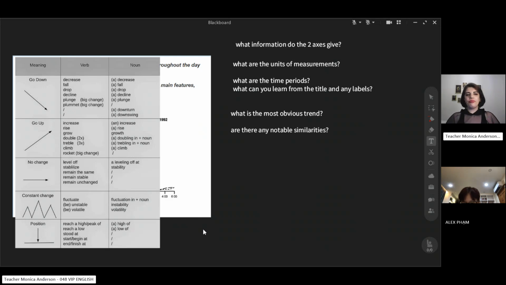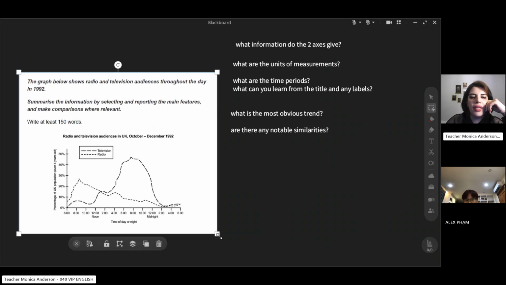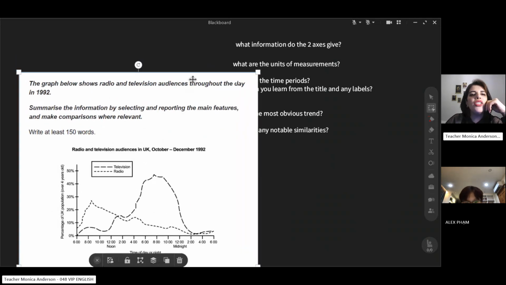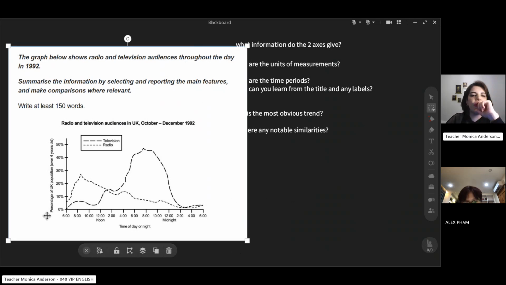For example, let's practice this one together. What are the main features? Let's have a look at this one. What are the main features you think in this sample? The most important thing that you can easily see. Maybe the highest point.